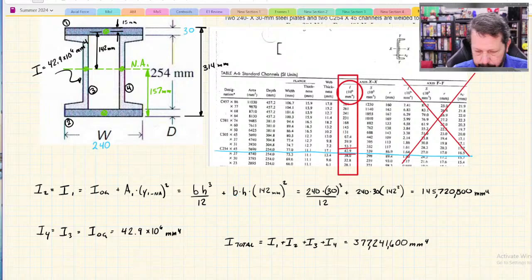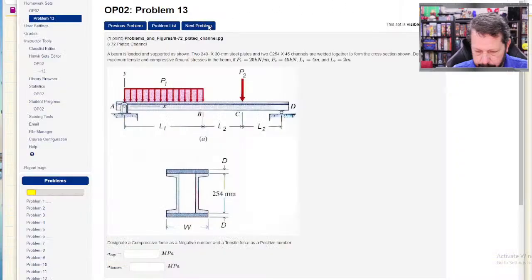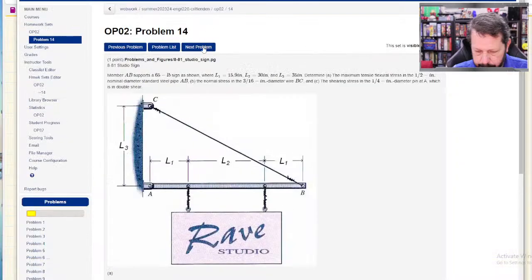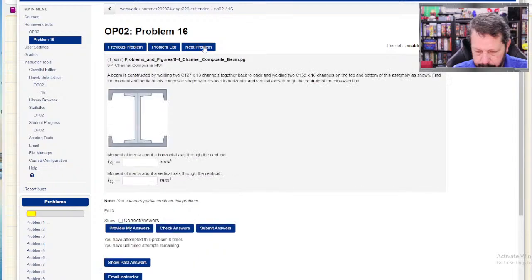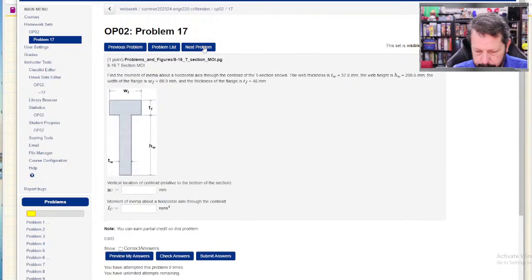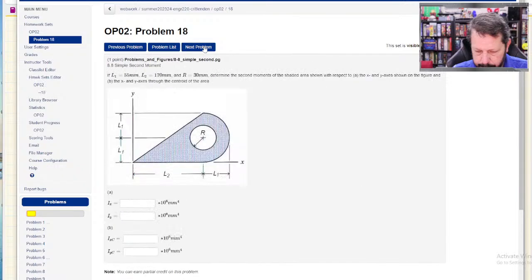Let's see, we have a little bit of time. Let me see if there's another type. That's not even a moment of inertia. I don't want to do that one. I want to find a specific type. We've already done a T-beam. Maybe that one. Let's do this. Okay, we can do this one, or at least part of this one.